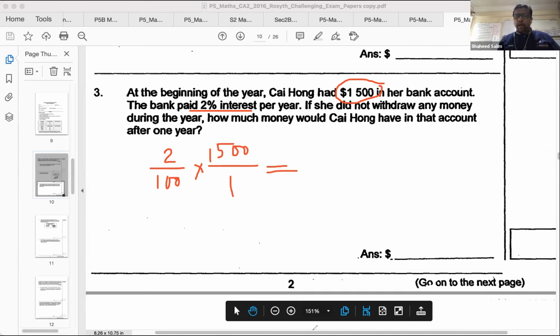Come, Naomi, you got calculator? Use your calculator, find out 2 divided by 100 times 1,500. So what does it mean? It means if Chai Hong put the money in the bank for 1 year, the bank will pay her $30 at the end of 1 year. Why they pay $30? To encourage her to save money.